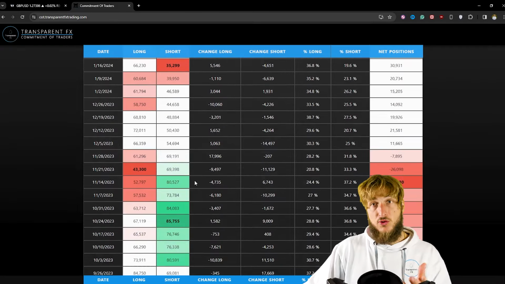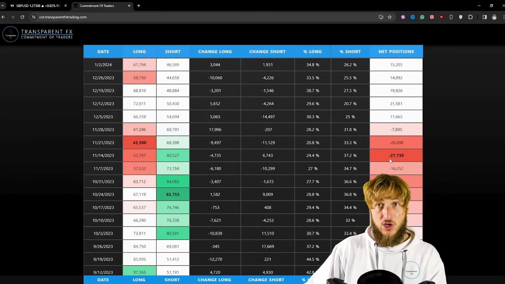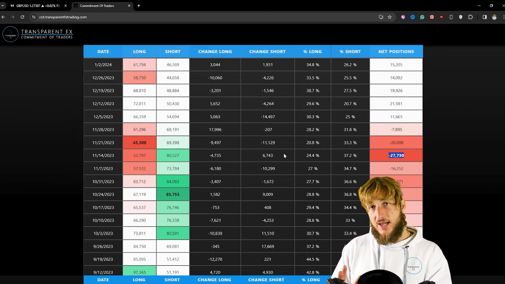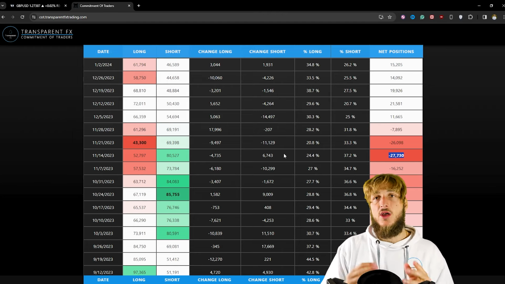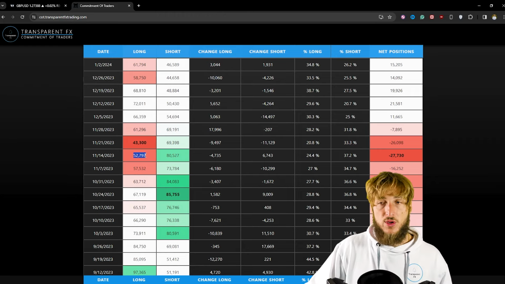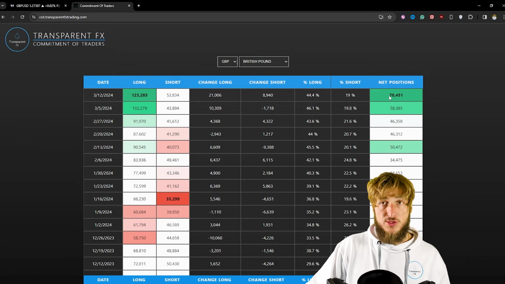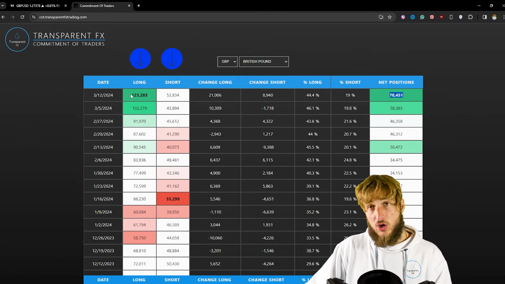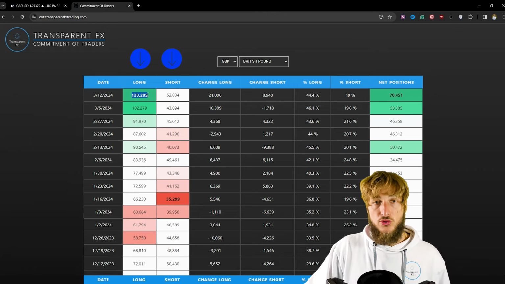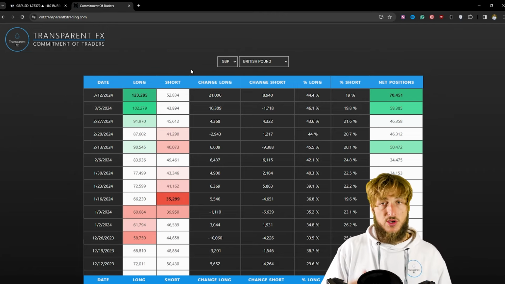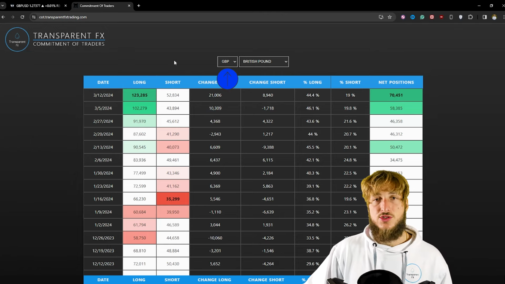So actually, if you go even more in the past and check what was going on, we can see how in the long run, we went from having minus 27.7K net position, so a negative net positioning, meaning that institutions had more shorts than longs. In fact, they had 80K shorts compared to only 52K longs, to now having the complete opposite. So one of the highest net positions that we had so far, with way more longs than shorts, with 123.2K longs and only 52K shorts on the GBPUSD, because as we just said, every currency is traded against the USD.